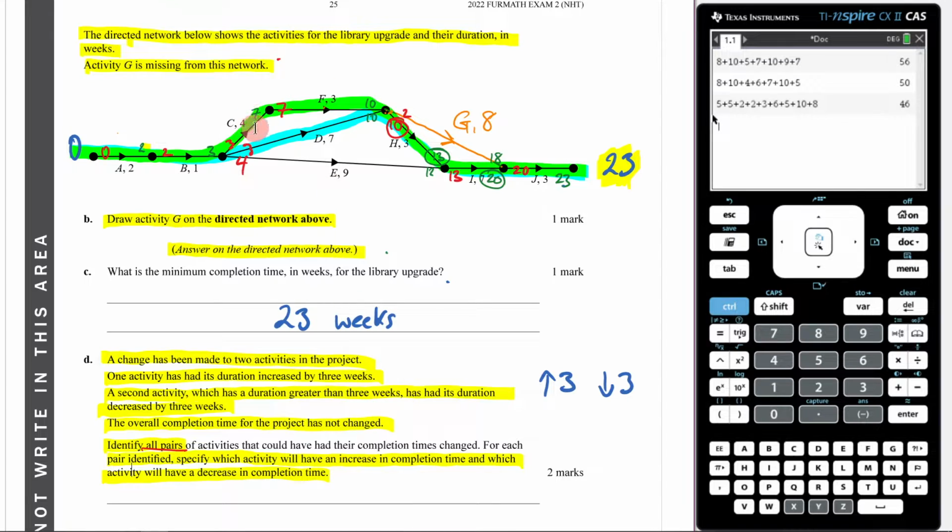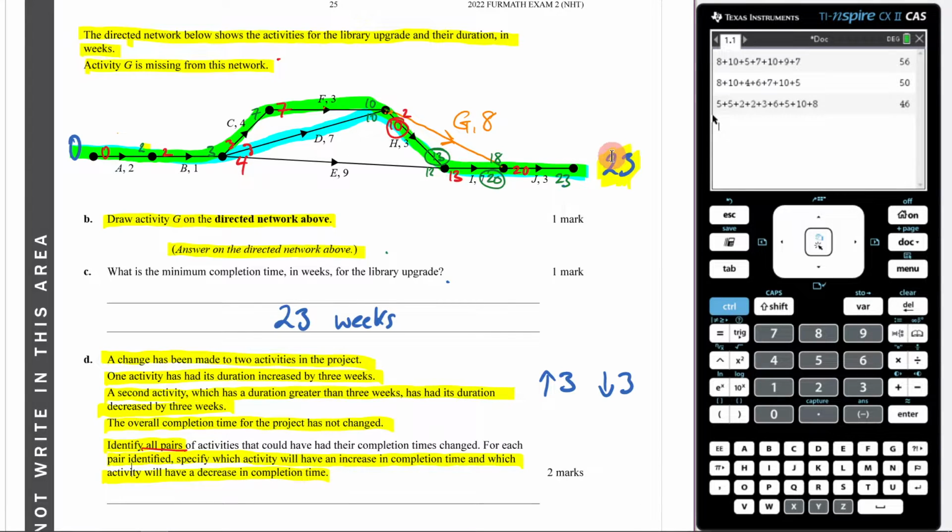So on my critical path, either the green one or the blue one, because there's two, which makes sense because it says identify all pairs. There's probably going to be a pair on one critical path and then another pair on another critical path. What I want to do on the critical path is increase one activity and decrease the other activity, because that's going to have the effect of canceling each other out, which means it's still going to have a completion time of 23. That's the thinking that's going on in this question.